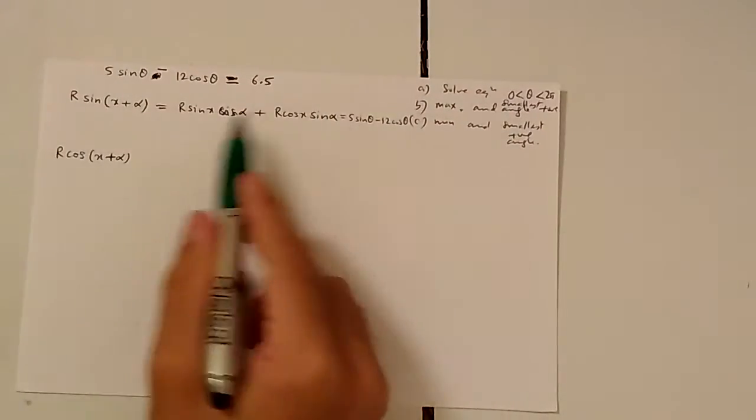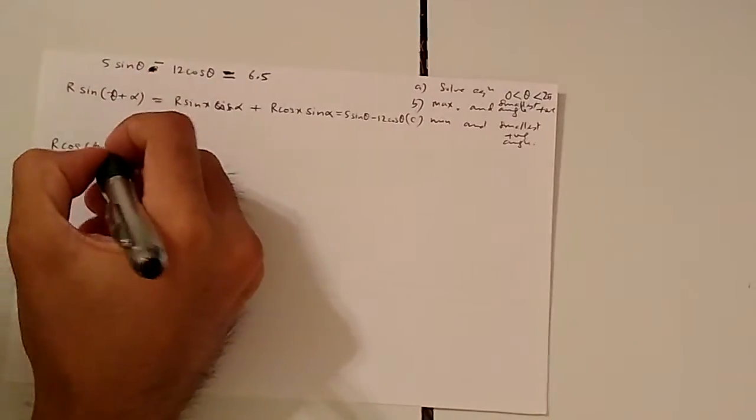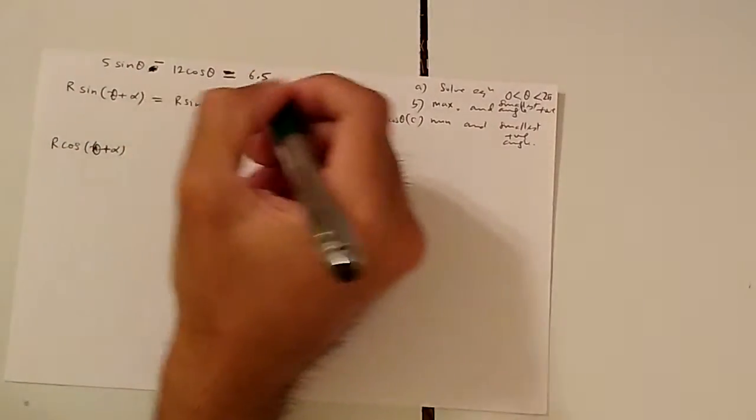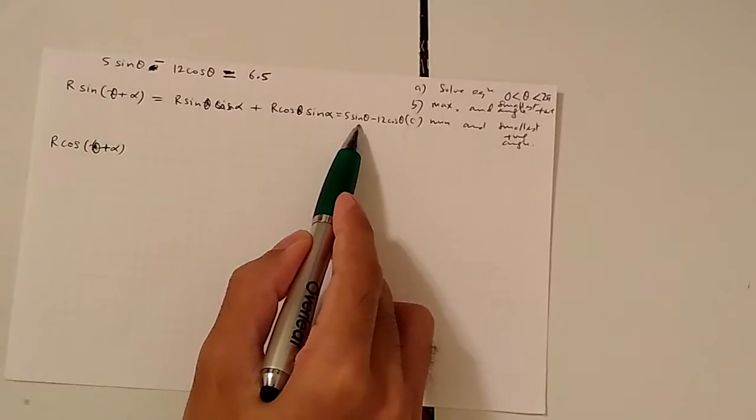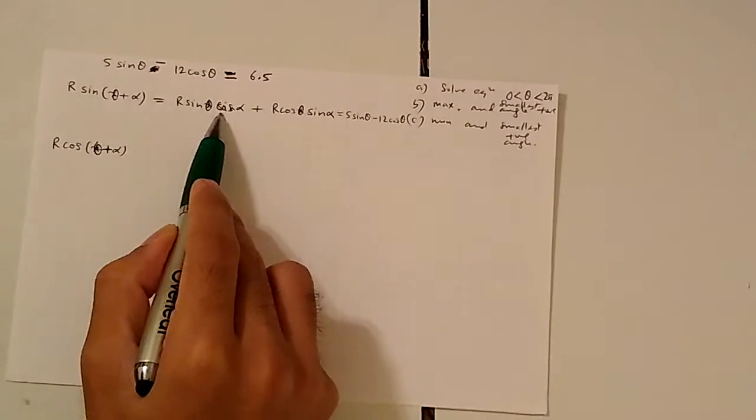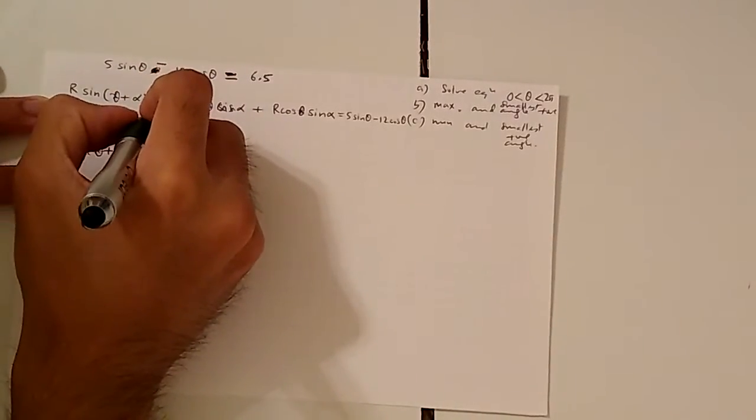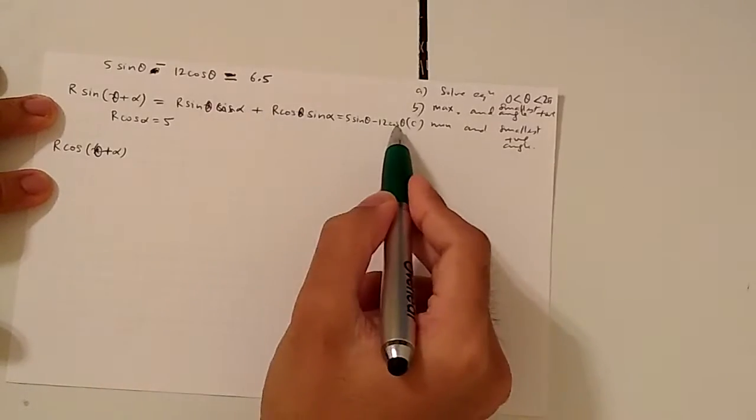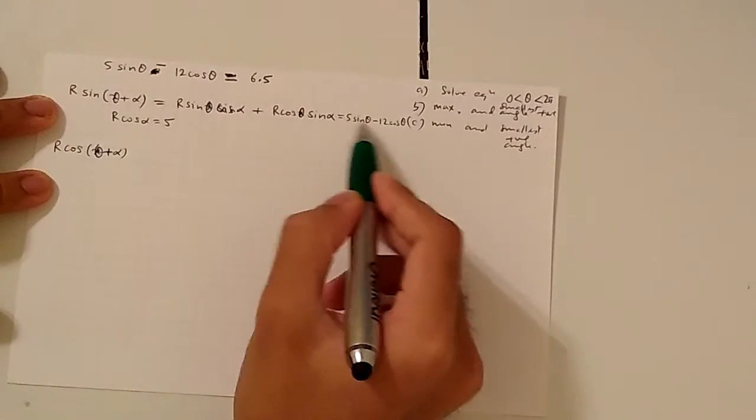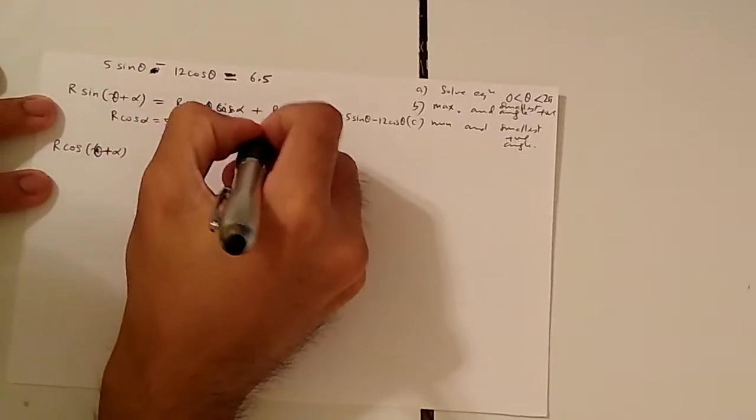So the variable is theta. Sine theta is compared with sine theta, and if you compare the coefficients, you have r cos alpha is equal to 5. So comparing coefficients, r cos alpha is equal to 5. For the second one, you have cos theta, r sine alpha is equal to 12. So r sine alpha is equal to 12.